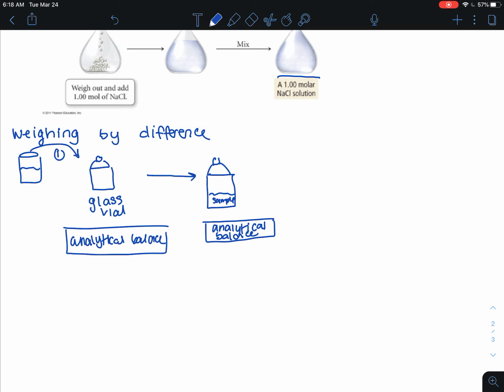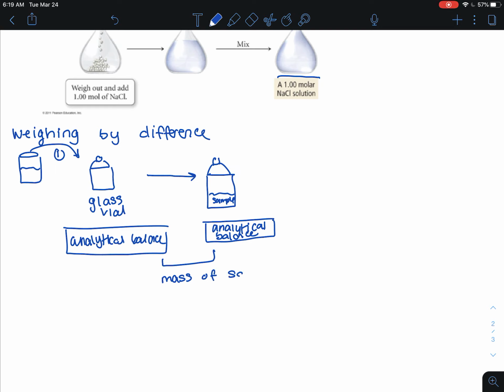Now, the reason this is weighing by difference is because you are not leaving the vial on the analytical balance and constantly scooping sample into it. You are putting all of your sample into the vial. You didn't even measure the vial by itself. You then measure the vial with the sample together and you get some kind of a number.